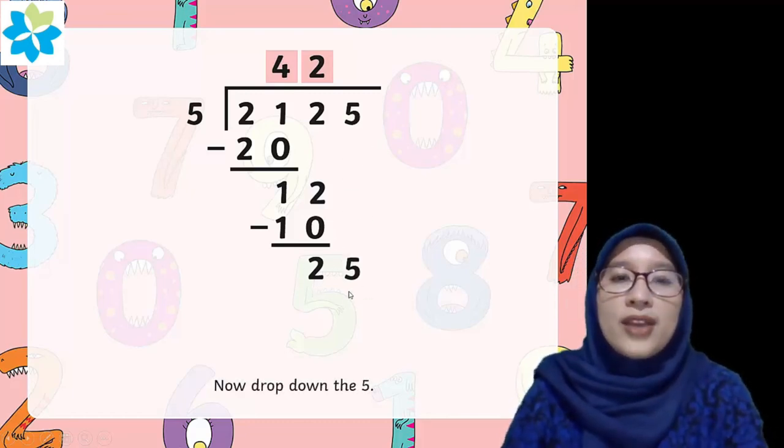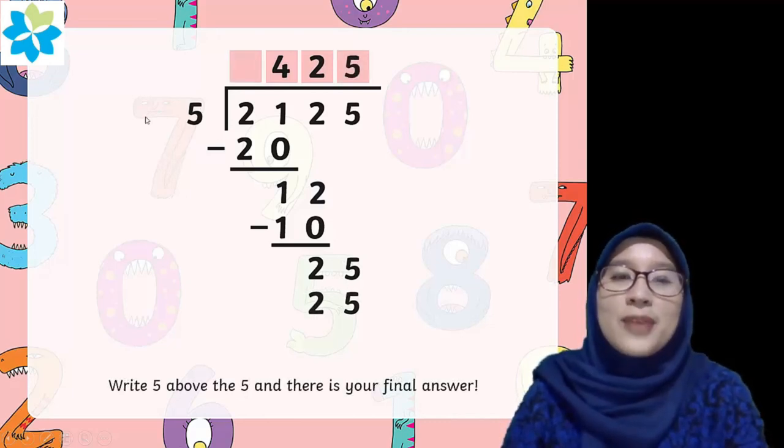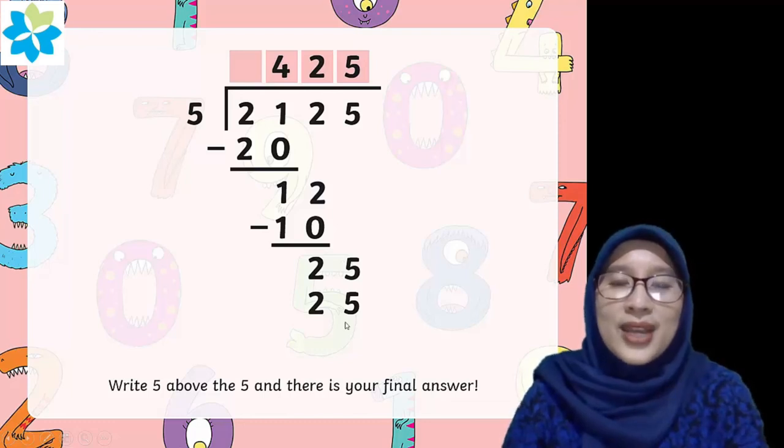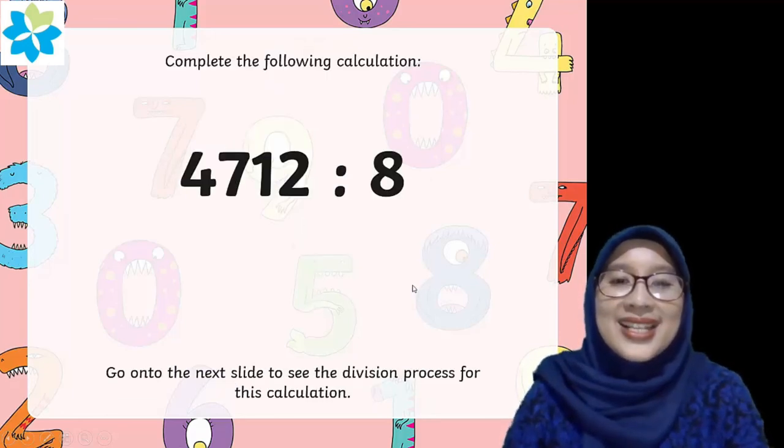And then we get 25. And let's count 25 divided by 5. And we get 5. Yeah, because 5 times 5 equals 25. And we have the final answer, 425 hasilnya. Okay, next let's see the last example.